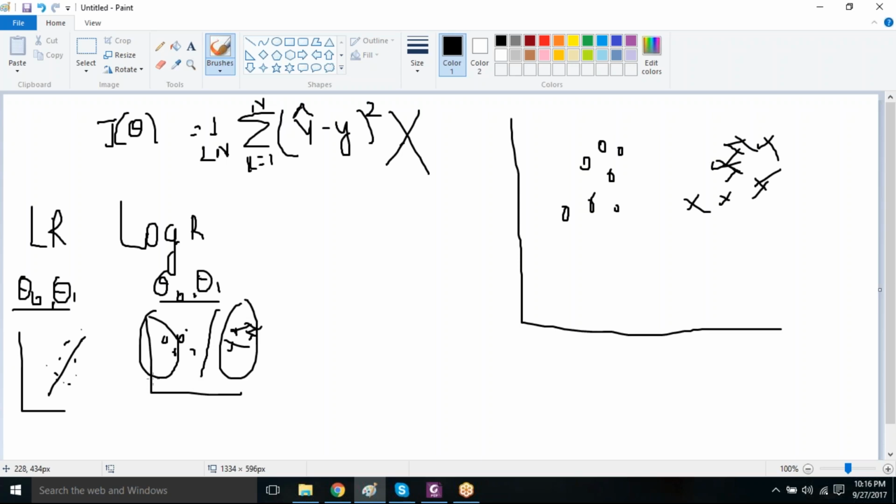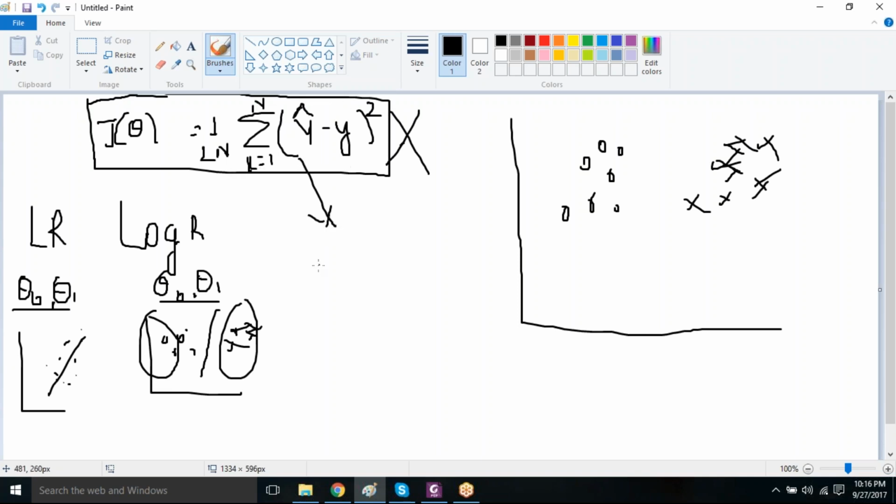So there is no concept of minimizing the error? No, there is a concept of minimizing the error, but that error definition will change. This error definition won't be applied in logistic regression. A new error function will come.